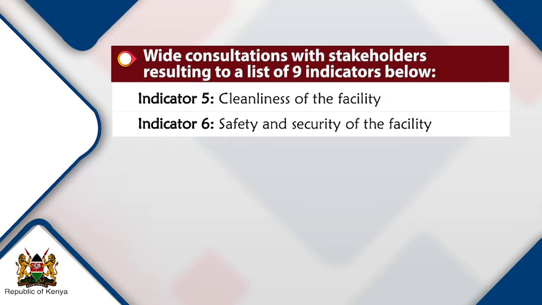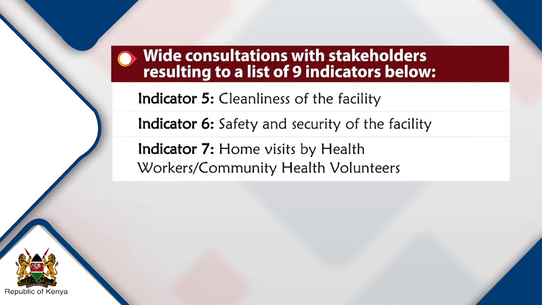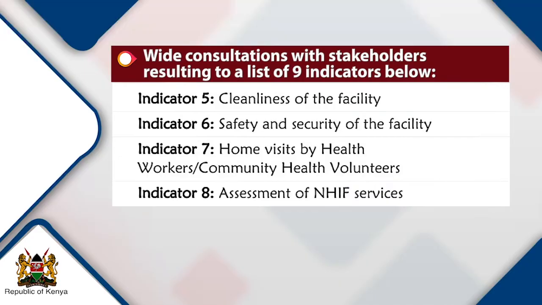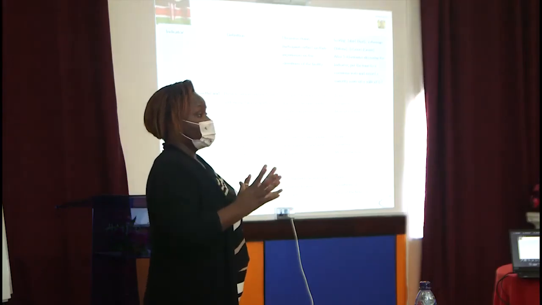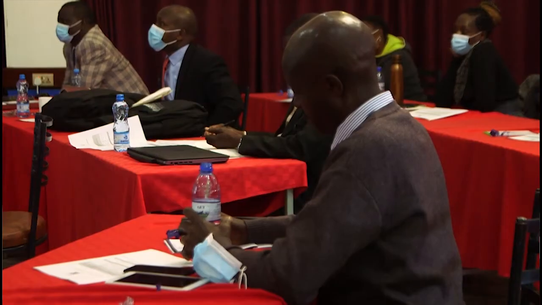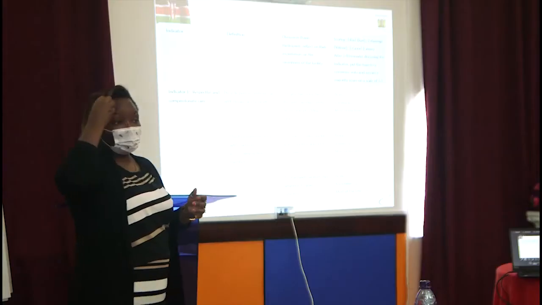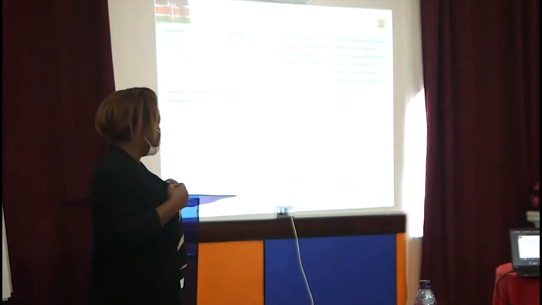Indicator 7. Home visits by health workers or community health volunteers. Indicator 8. Assessment of NHIF services. Indicator 9. Emergency and referral services. The scorecard has to be so simple that the community health workers can be able to use it and be able to understand it. Otherwise, if you make it very complex, then it becomes a very academic document. So we have tried as much as possible.